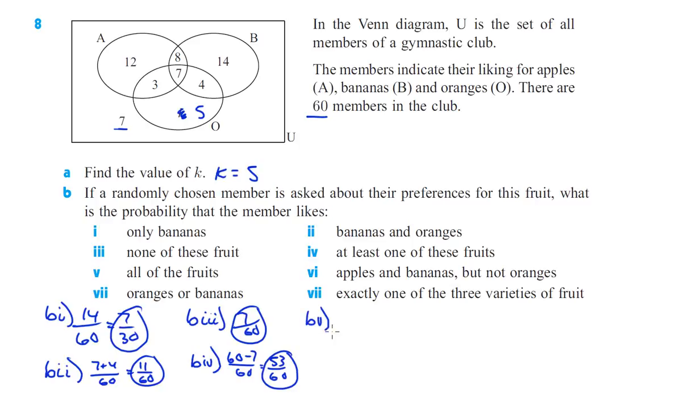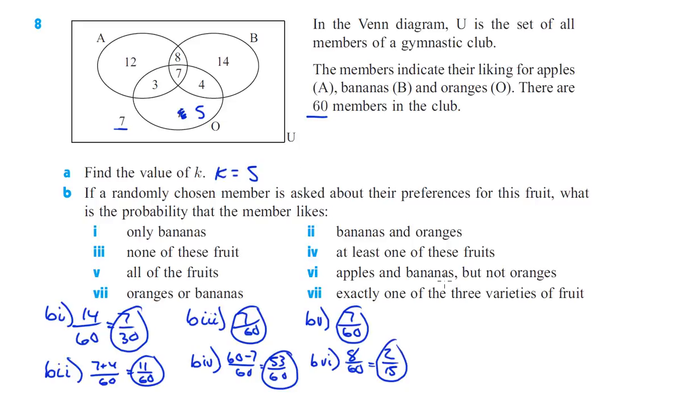Part 5. How many like all the fruits? That's just those 7 people in the middle of all of it. So that's 7 out of 60. Part 6 of B is apples and bananas, but not oranges. So here's apples and here's the apple and banana people, but there's the and oranges. So it's just those 8 out of the 60, right? Both of those are divisible by 4, so that's 2 out of 15.